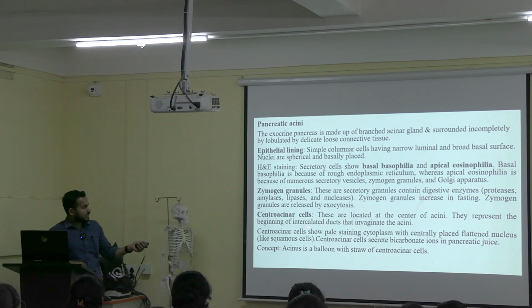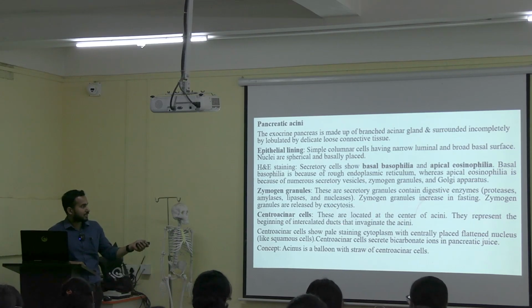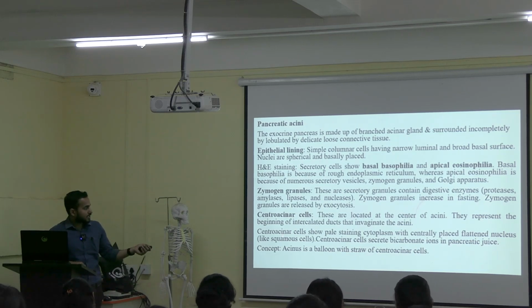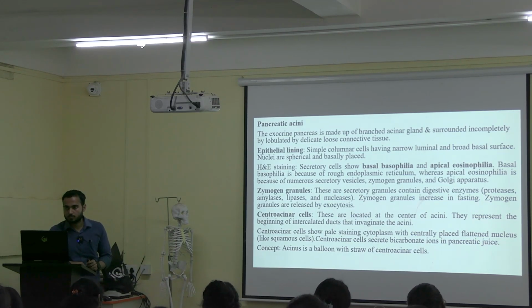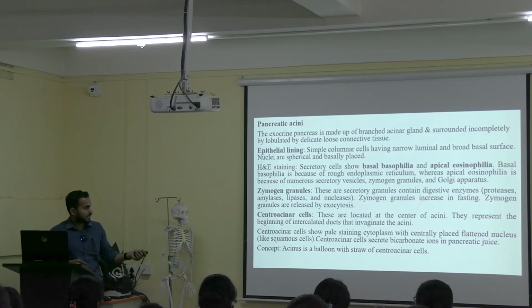Now see, centroacinar cells are located at the center of the acini and represent the beginning of the intercalated duct that invaginates the acini. They show pale staining cytoplasm with a centrally placed flattened nucleus, almost like squamous epithelium. That means the centroacinar cell has a squamous-like appearance. Centroacinar cells secrete bicarbonate ions into the pancreatic juice.